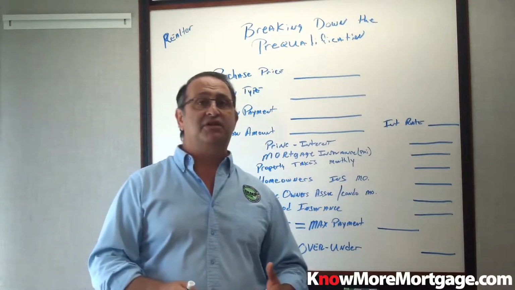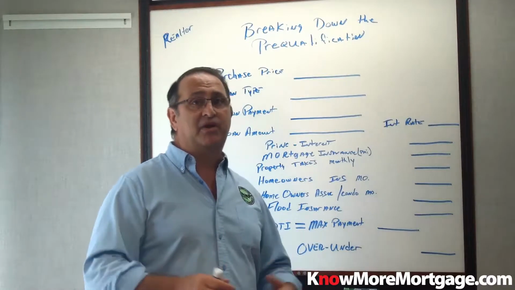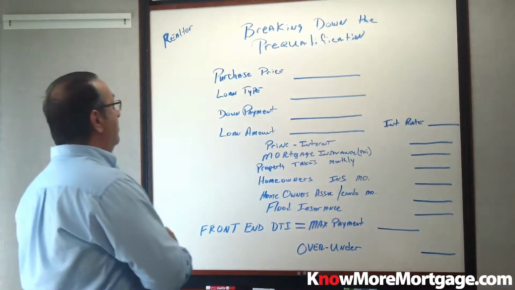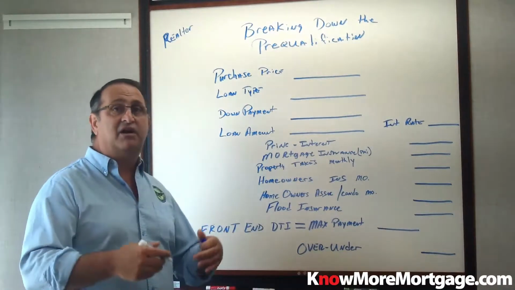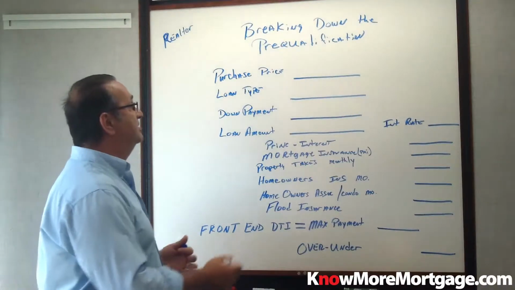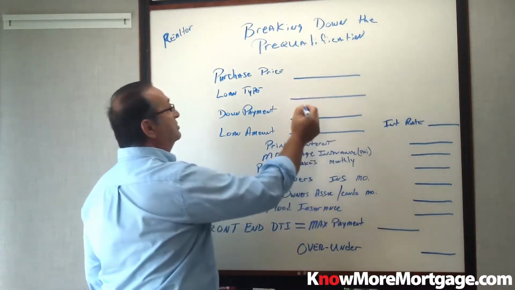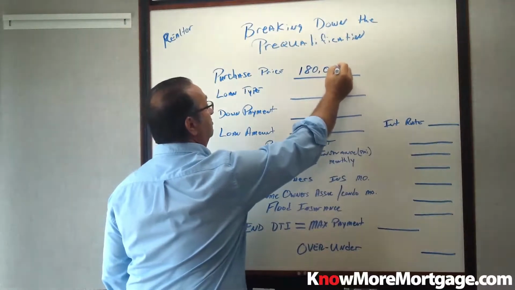So let me break that down to you and show you why two houses at the same price may not break down the same. Okay, so when we look at our purchase price, whether it's a $200,000 house, a $180,000 house, a $170,000 house, whatever that price is, we want to put that down in there. Let's just use $180,000 for our example as the purchase price.